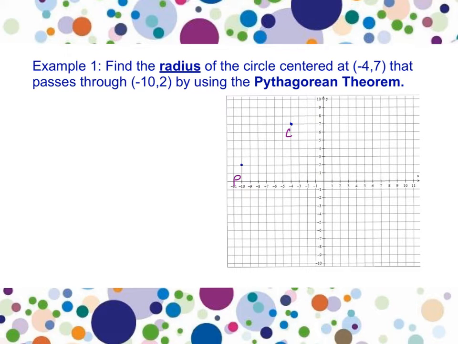So the first method is really nothing new. You've been doing this since the first unit of school, and that's just using the Pythagorean theorem. So if you were to connect these points, we would get a right triangle, and what you're looking for is the radius right here. So the distance from the center to the circumference of the circle we know is the radius. You can just sort of imagine what the circle might look like if we were to continue it.